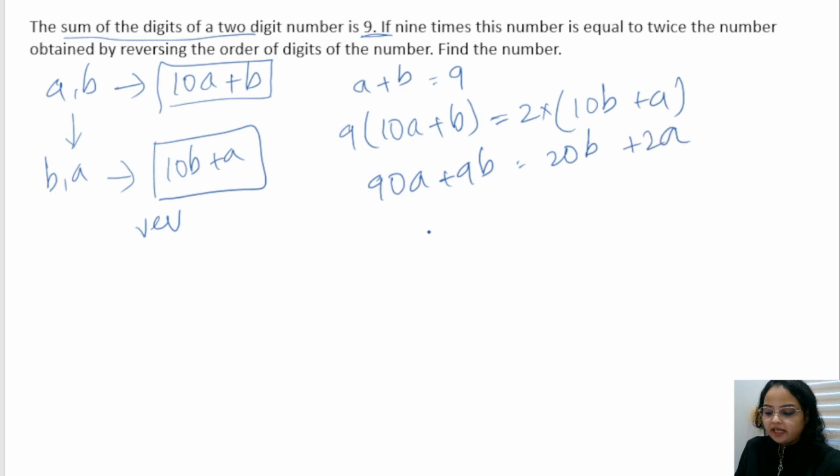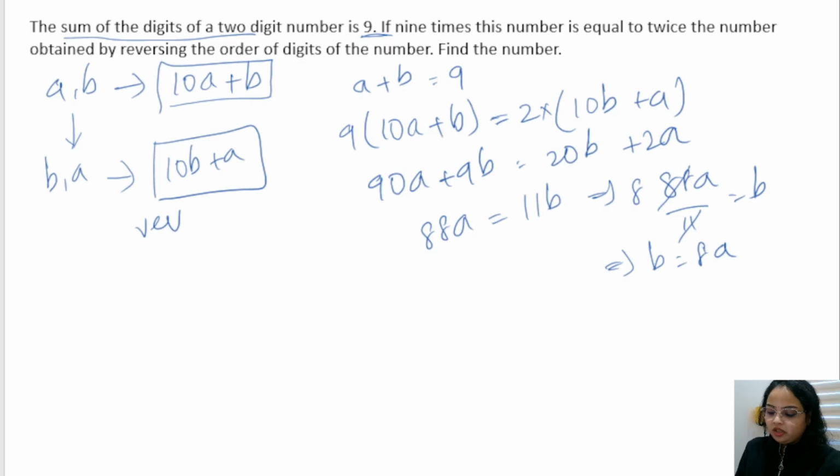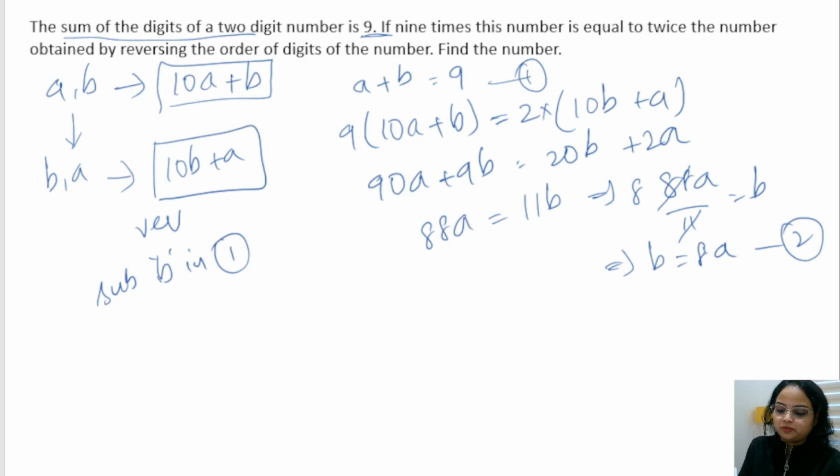So here we'll get 90 minus 2, it is 88A, equal to 11B. Here 88A by 11 is equal to B. So here it is 8, B = 8A. Now this is the second equation, and this is the first equation. See here, we can directly substitute the B value in the first equation. If we substitute, what we will get? A + 8A = 9. So here 9A = 9.